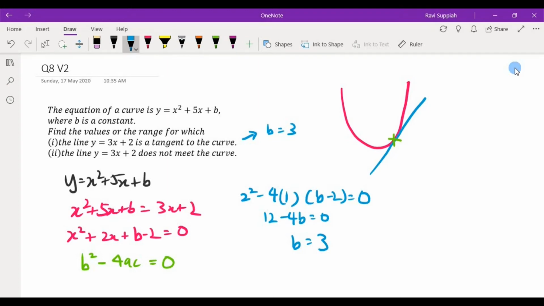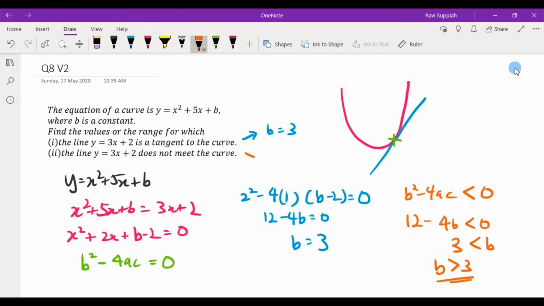For the line not to meet the curve, using the discriminant approach, the condition you must fulfill is that b squared minus 4ac must be less than 0. So the same calculation here, only what you get is 12 minus 4b must be less than 0, which means that b must be greater than 3. Usually we write it this way: b must be greater than 3.